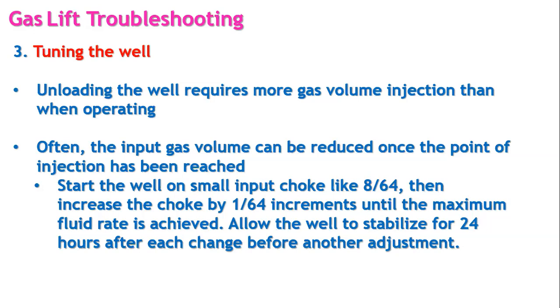So another issue is that the input gas volume can be reduced once the point of injection has been reached. So in this case, we have to start the well on a small input choke, like 8/16, then increase the choke size until the maximum flow rate is achieved. We are just optimizing the well production or gas injection, and so the well production.